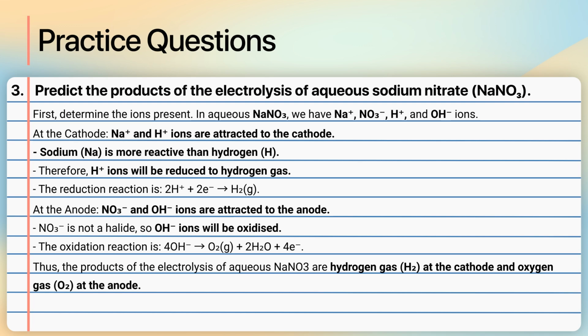By identifying the ions present, determining the electrode reactions based on reactivity and anion type, and knowing the standard electrode equations, you can systematically predict the outcomes of electrolysis.